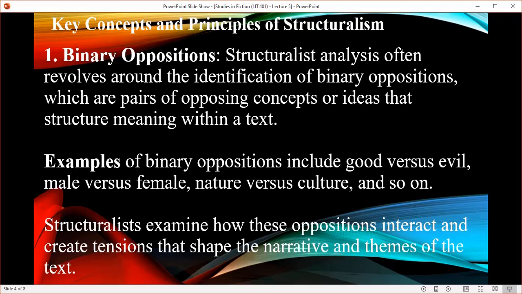Thus, an analyst adopting structuralism examines how these oppositions interact and create tensions that shape the narrative and themes of the text. So it looks at those elements that are opposite to each other and how they work together to form a complete text.